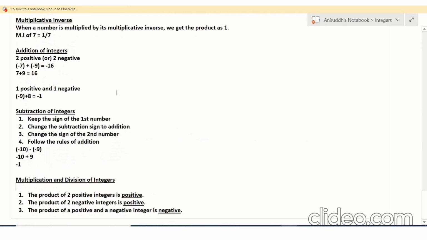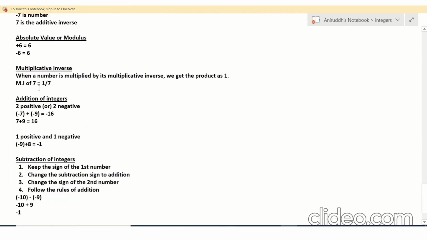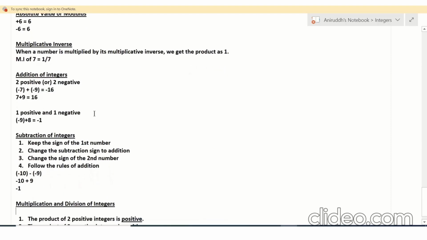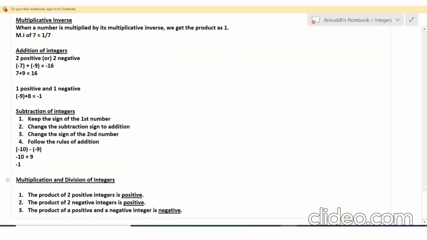In the previous video, we learned about addition of integers, subtraction of integers, and multiplicative inverse. In today's video, we'll learn multiplication and division of integers.